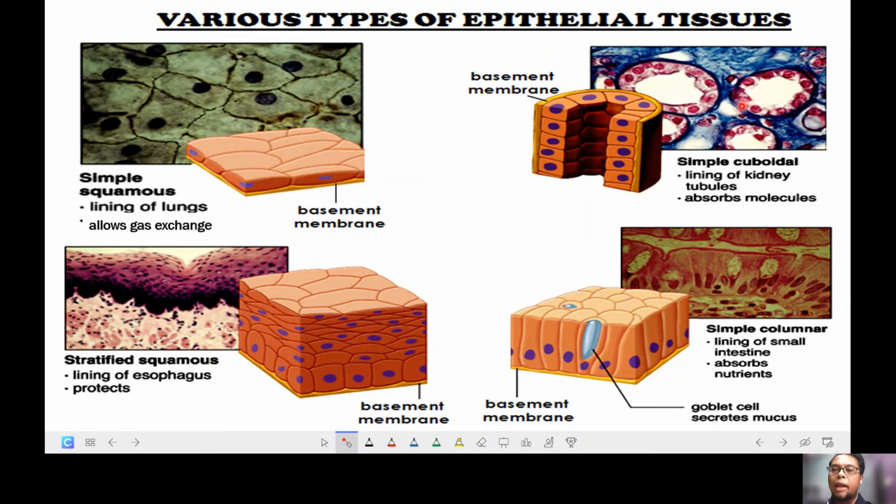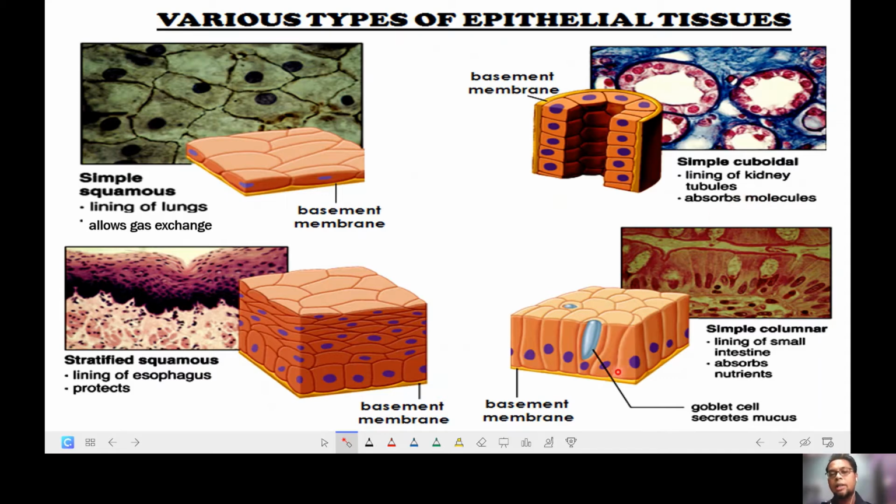And we can see that the shape of the cells is cube-shaped and there is only one layer of cells covering this tubule of the kidney. And this type of epithelial tissue can be involved in the absorption of molecules at the kidneys.